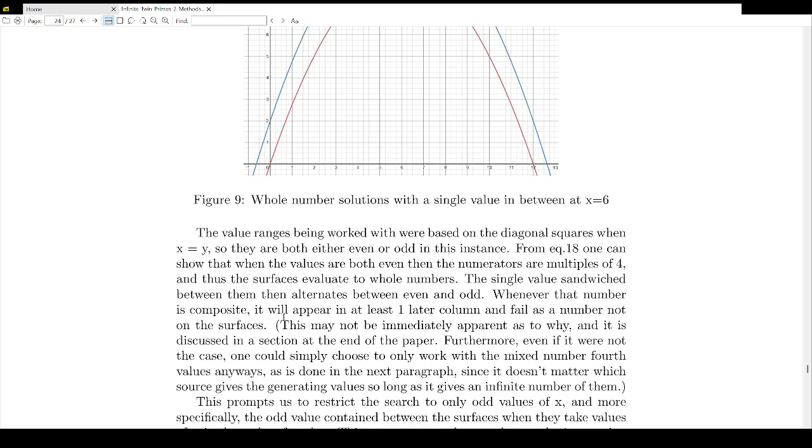Whenever that number is composite, it will appear in at least one later column and fail as a number not on the surfaces. This may not be immediately apparent as to why, and is discussed in a section at the end of the paper. Furthermore, if it were not the case, one could simply choose to only work with the mixed number fourth values anyways, as is done in the next paragraph, since it doesn't matter which source gives the generating values, so long as there's an infinite number of them.